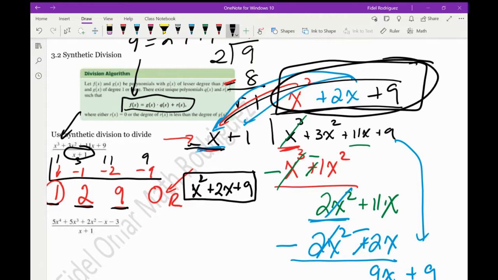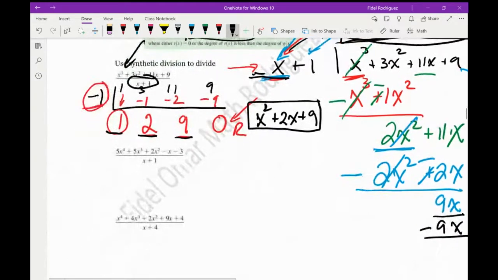All right, guys, I'm back. Sorry about that. Okay, so look, I'm going to do the same thing for the next problem. I'm going to use synthetic division to do this problem here.